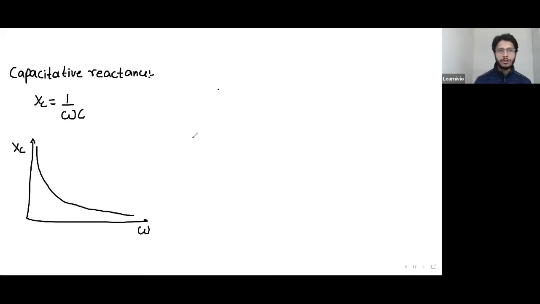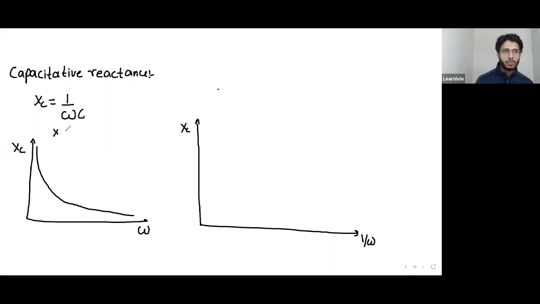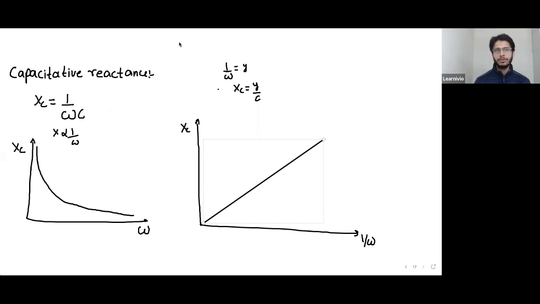But instead of omega, if I ask you to plot Xc versus 1 by omega, then Xc is inversely proportional to omega. But if I take 1 by omega as a variable, if I write 1 by omega equal to some variable y, then your Xc will be y by C. Xc will be proportional to y. Then your graph will be a straight line. Xc versus omega is hyperbolic, but if I take 1 by omega as a variable, the relation is linear, your graph will be a straight line.